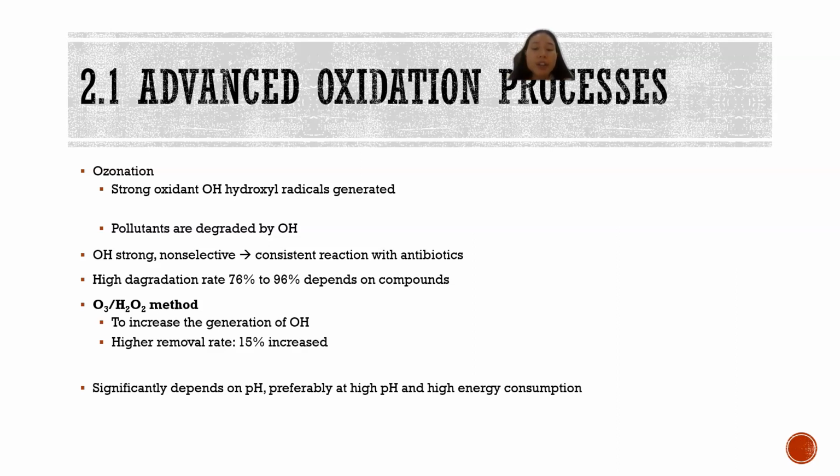To enhance the ozone treatment, it can be combined with hydrogen peroxide, so the amount of reactive hydroxyl radicals is increased, and the removal rate can subsequently increase by up to 15%. This method is extremely dependent on the pH level, preferably a high pH. It also consumes a high amount of energy, which makes the operational cost pretty high.